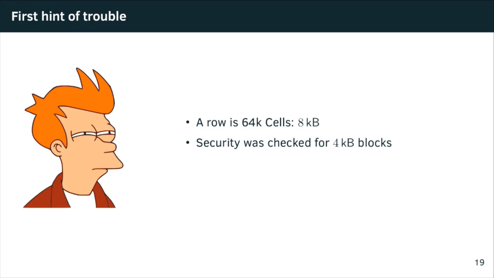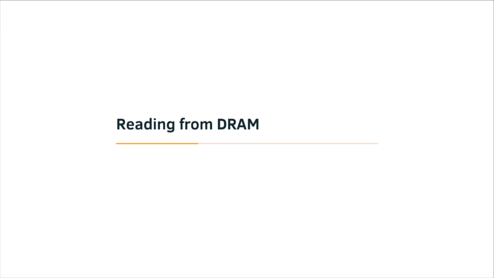Now, so that we don't bore you too long before it gets security related, this is the first hint of trouble. A row is 64,000 cells, meaning it's 8 kilobytes large, and security was checked for 4 kilobyte blocks. So we have here the first hint of trouble. This means that security domains may end up sharing rows. We're going to talk a lot about this. We just didn't want to bore you.